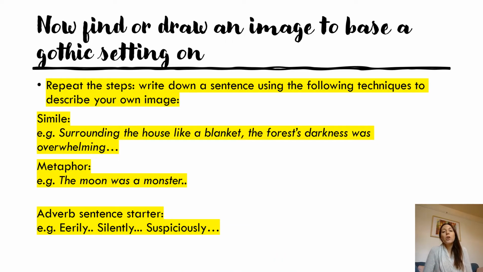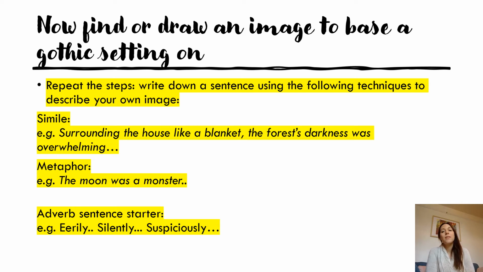Next, guys, you are going to either choose to find an image which you think represents your idea, so have a look on Google, or some of you will love drawing. You can even draw your own image to base your Gothic setting on. You're then going to repeat the steps that you did previously, where you write down one sentence using the following techniques to describe your own image. So you need to have a simile, a metaphor, and an adverb to go with your image.